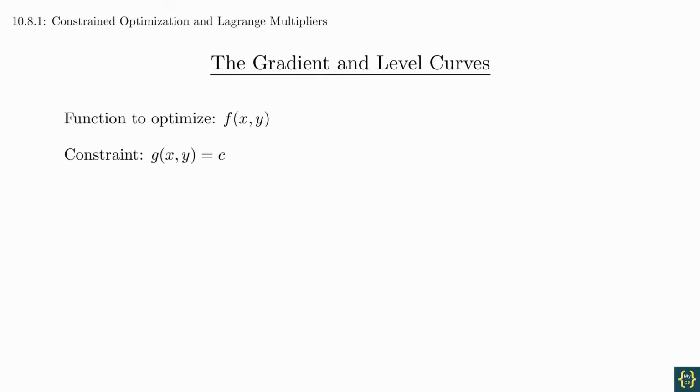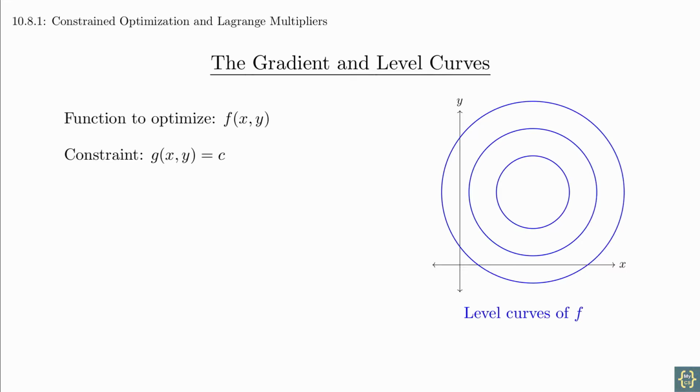Let's imagine a graph of the level curves of f. Remember that these are the curves that represent a constant value of the function. To make this picture concrete, we're going to imagine this representing a mountain with the peak in the middle of the circles. Now let's think about the constraint equation.